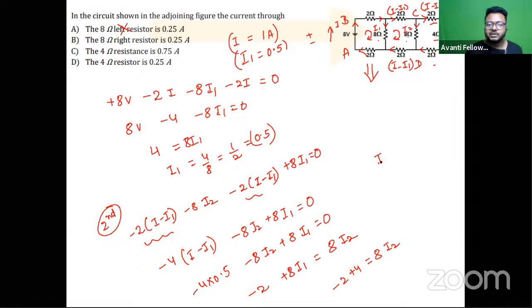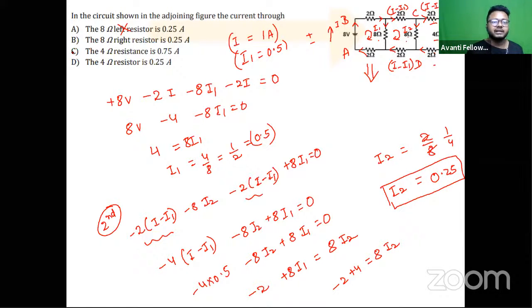So what is the I2 value? It will be 2 by 8, which is nothing but 1 by 4. So we get the I2 value as 0.25. I2, the current that is flowing through the 8 ohm resistance, is 0.25.